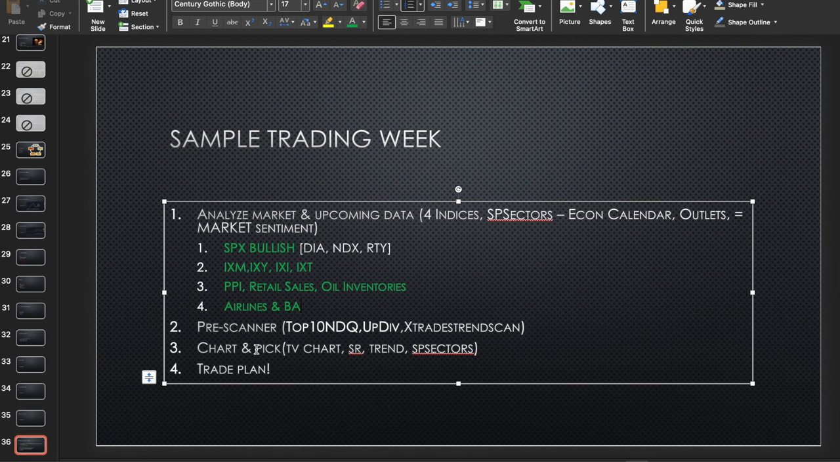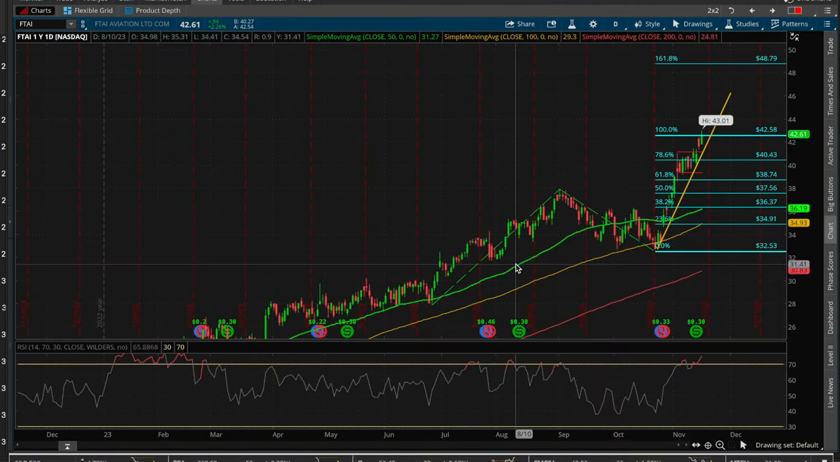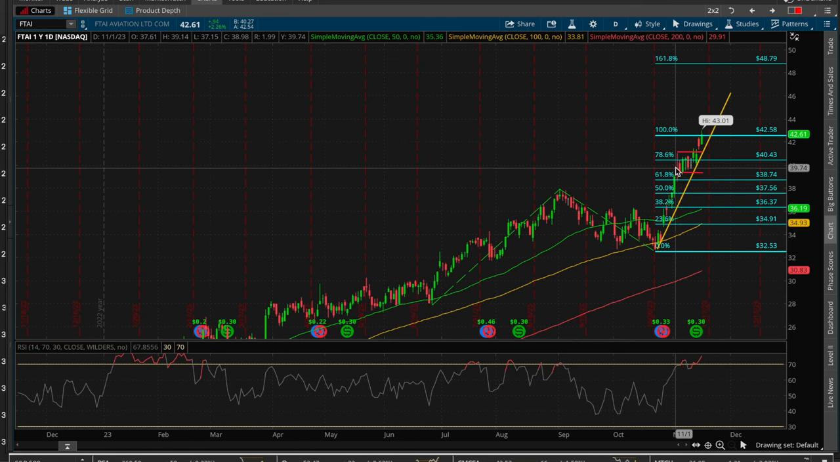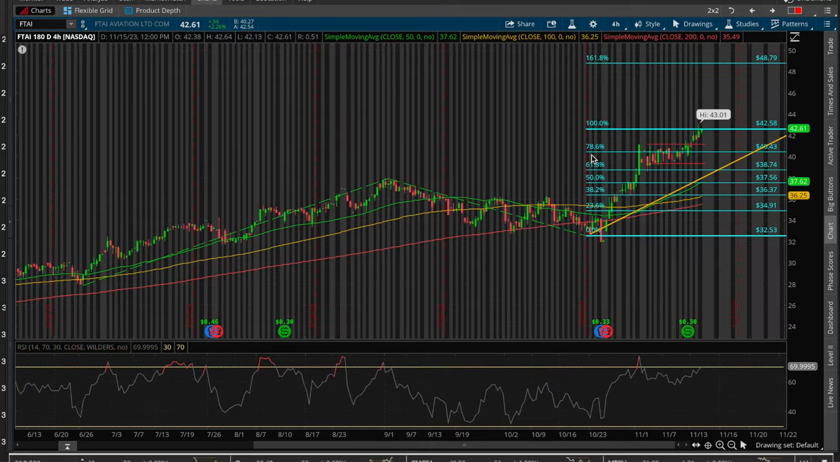So we have picked the ticker that we wanted, we charted it, we looked at support and resistance, we looked at some trends, and we've already established that the SPX and the S&P sectors, such as materials and transports, are on the more bullish side of things. So this would definitely be one of the actors that I might be looking into. So how do we get started? Okay, now let's take a closer look at the 1-hour and see what we can find.